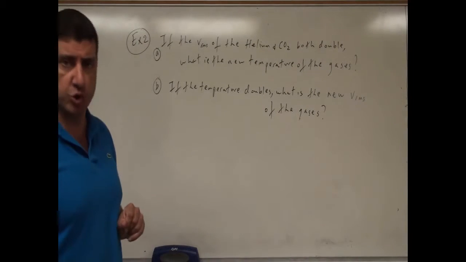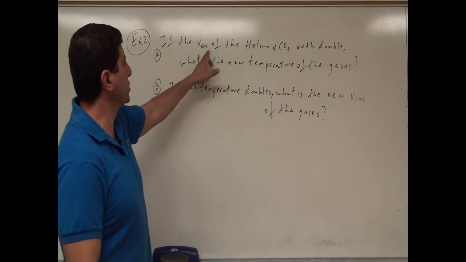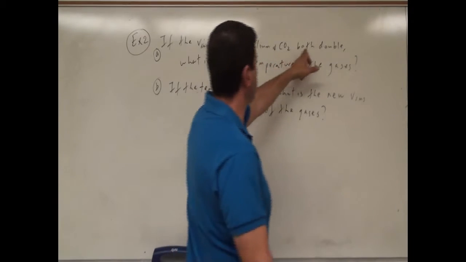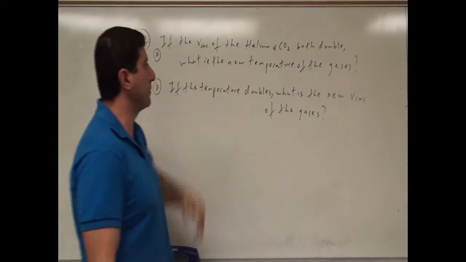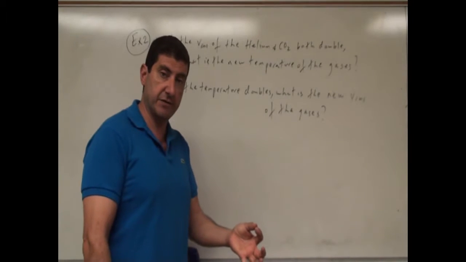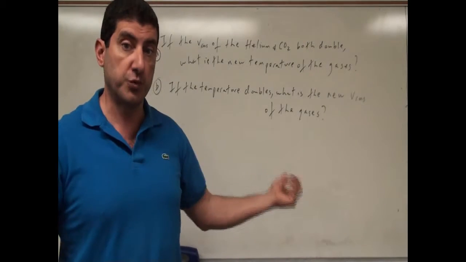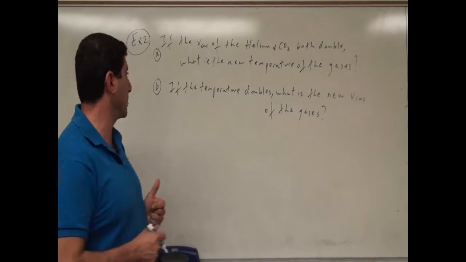So this example 2 that I'm going to do is related to example 1. It's saying if the V root mean square of the helium and carbon dioxide both double, what is the new temperature of the gases? Remember they were at 25 Celsius first, right? But if we are told that their root mean square doubles, what does that mean? What is the new temperature of the gases?